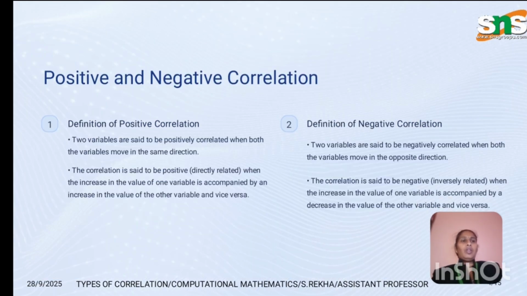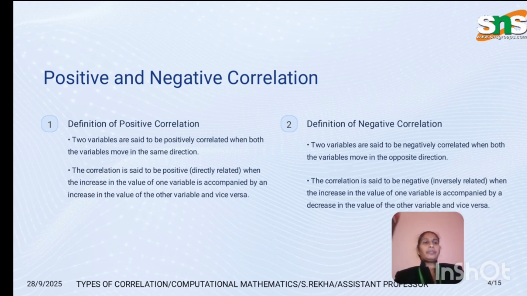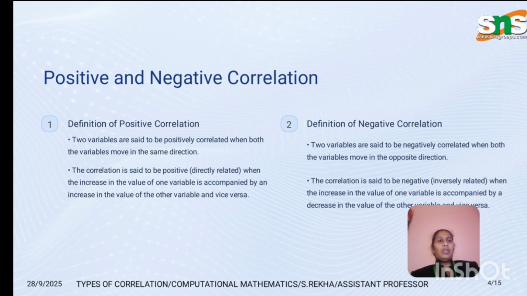So first we are going to define positive correlation. Two variables are said to be positively correlated when the variables move in the same direction. If it is a negative correlation, the variables move in the opposite direction. Correlation is said to be negative when an increase in the value of one variable is accompanied by a decrease in the value of the other variable.